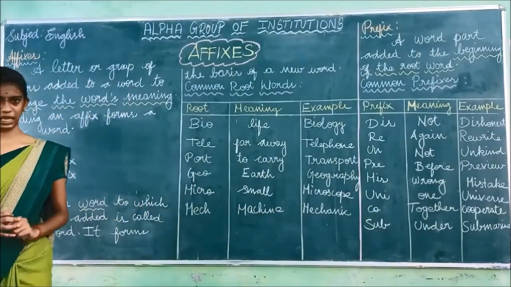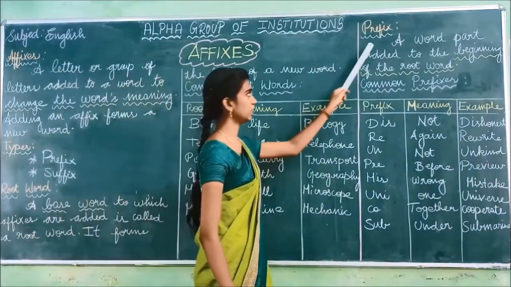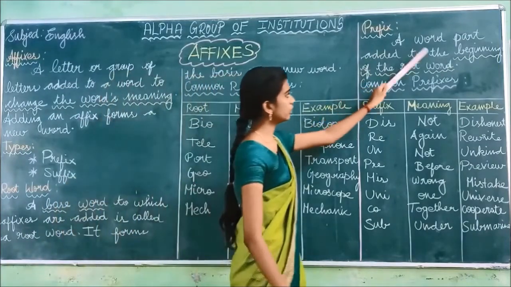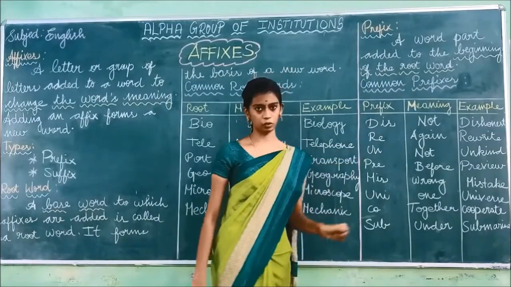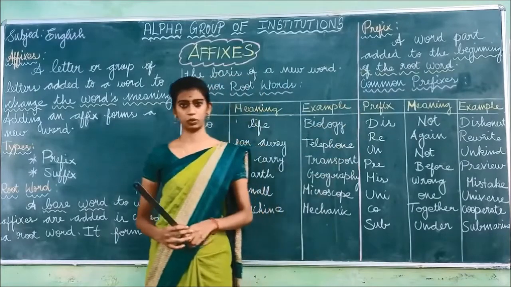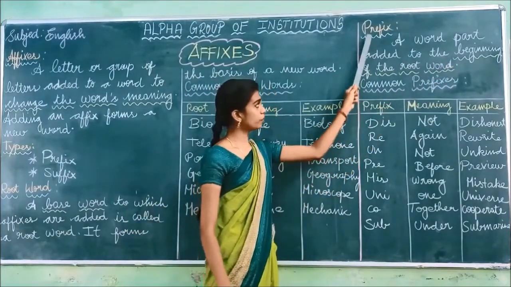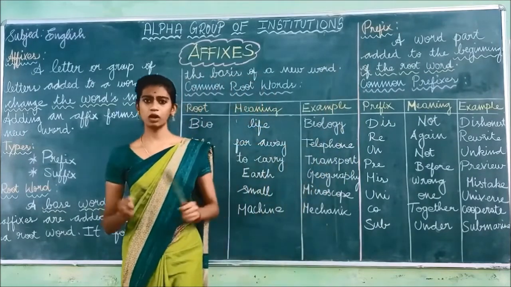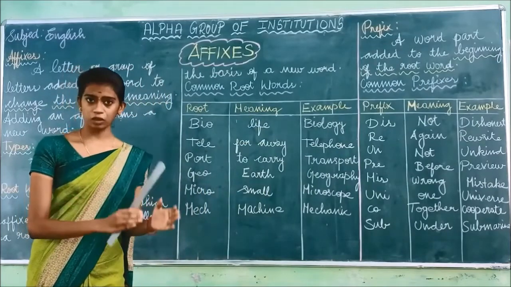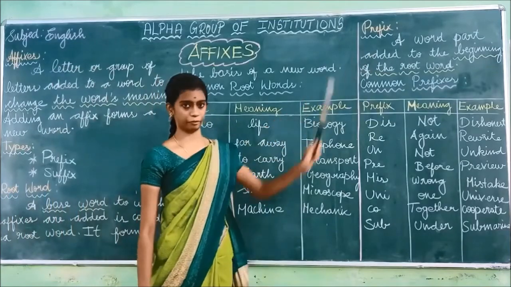Okay, now we are going to see about the prefix and the suffix. First we are going to see about the prefix. What is meant by prefix? A word part added to the beginning of the root word. Okay, you have to remember this: beginning of the root word. You already know what is meant by root word. So if we add a letter or a group of letters to the beginning of the root word, that is known as the prefix.